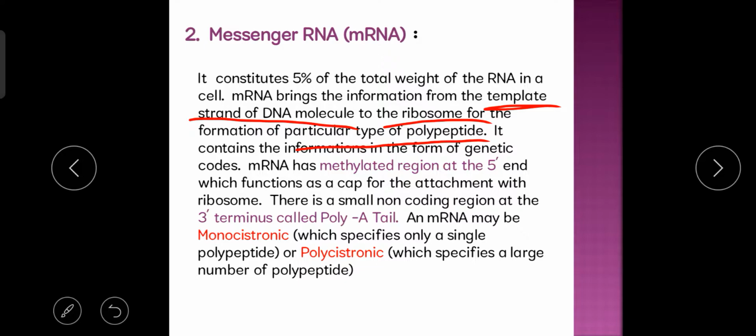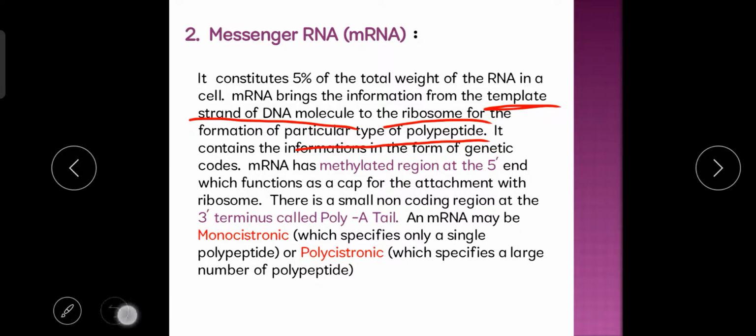Polypeptide means protein structure. Okay, what is the function of messenger RNA? So messenger RNA carries the genetic information from the template strand of DNA molecule, that means from one strand of DNA molecule, to the ribosome for the production of a particular protein. That is the function of messenger RNA.